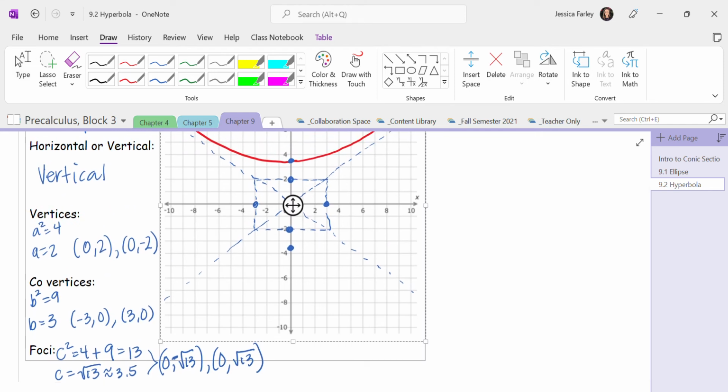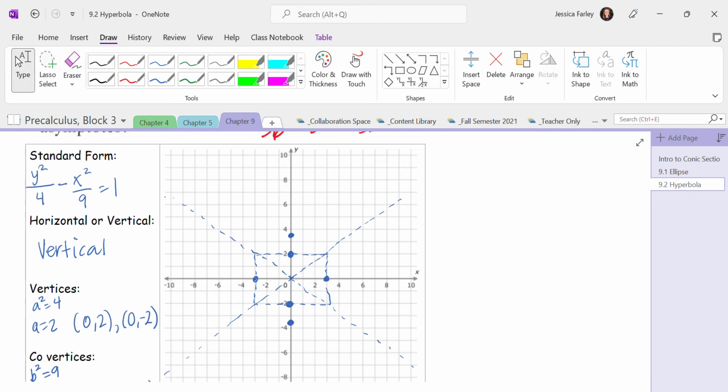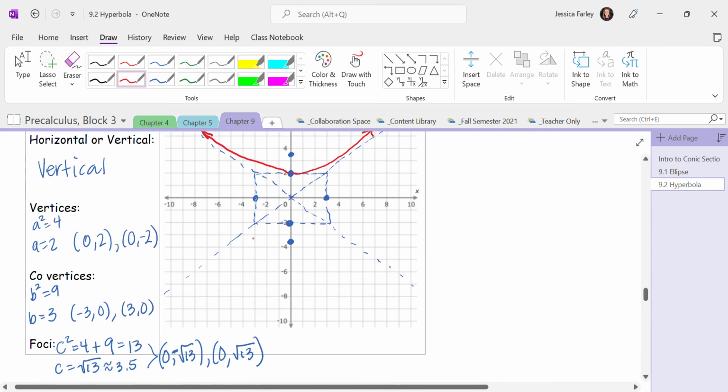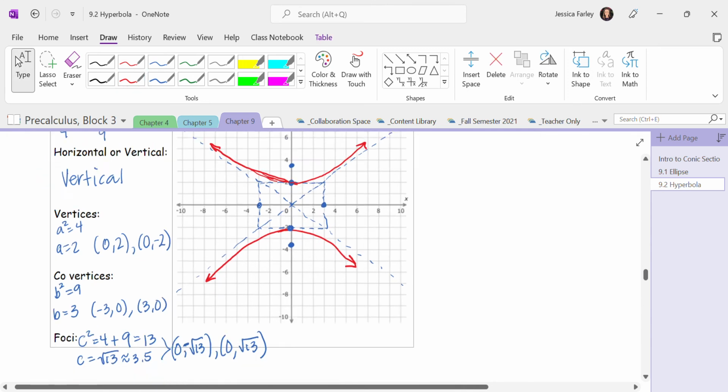Oops, I made a little mistake there. I used the foci to draw and not the vertices. Okay, let's try it one more time. From the vertex over, vertex over. Like two parabolas, right? We have two, one going positive, one going negative. And the foci should always be inside the curve. So, quick sketch just like that.